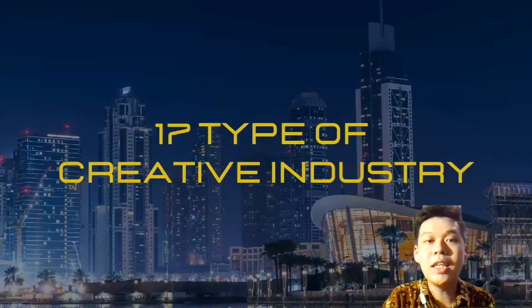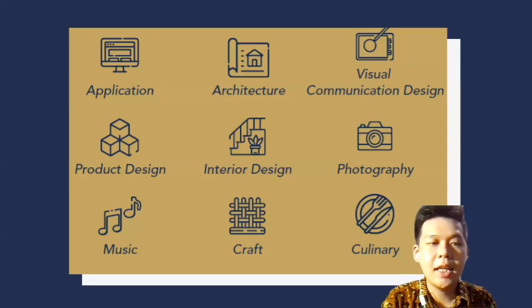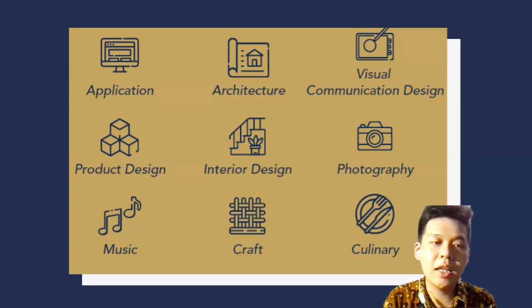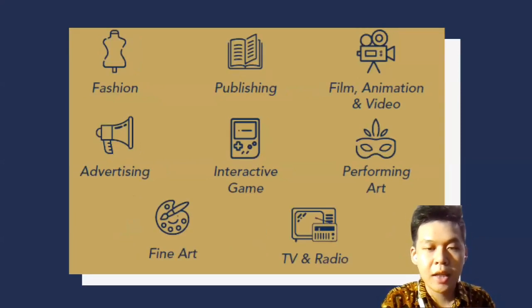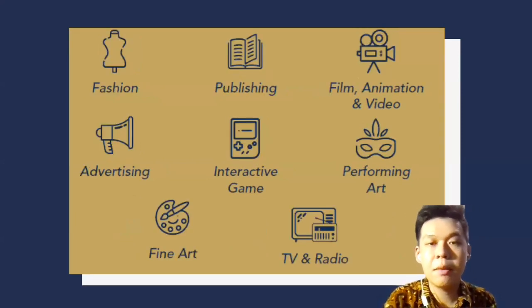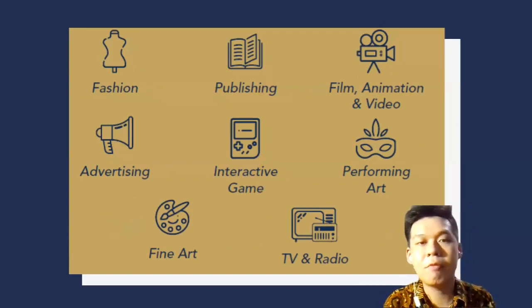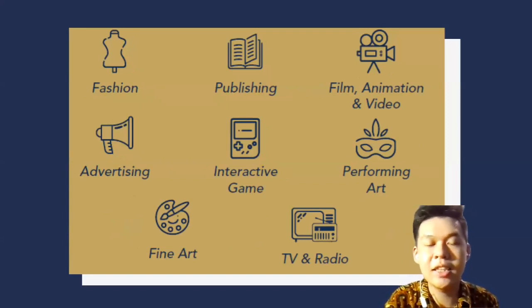In the next slide, we'll explain what sectors are included in these creative industries. The first sector is digital application development, and then architecture sectors, visual communication design, product design, interior design, photography, music, craft, culinary, and the next one is fashion, publishing, film, animation and video, advertising, interactive game, performing art, fine art, and the last but not least is TV and radio.